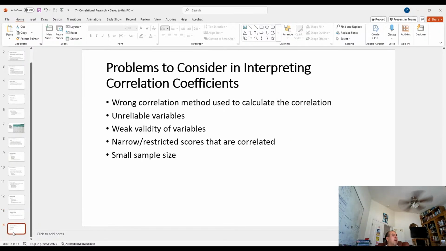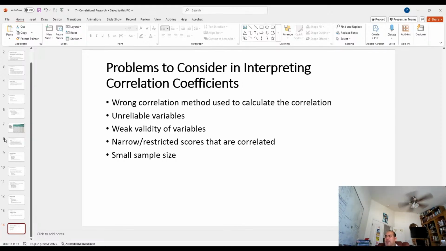Okay. All right, the problems to consider in interpreting correlation coefficients. You may have the wrong correlation methods being used to calculate the correlation, right? You may think you're using the right methods, but maybe they're methods that have low validity or things of that nature. Regardless of the case, you may really be using the wrong correlation methods.